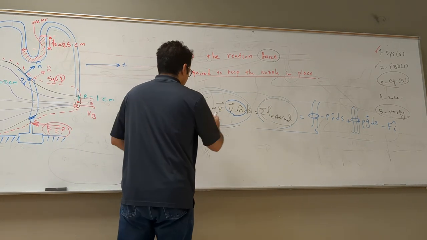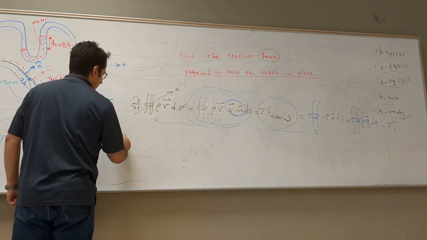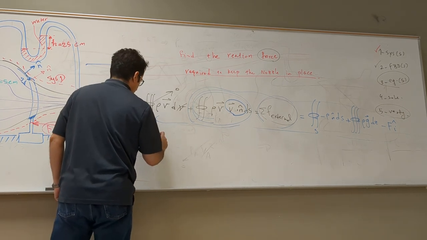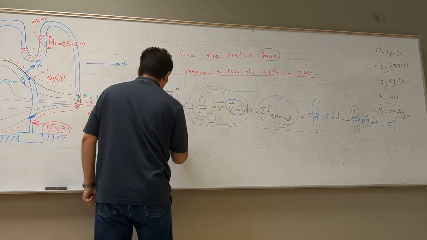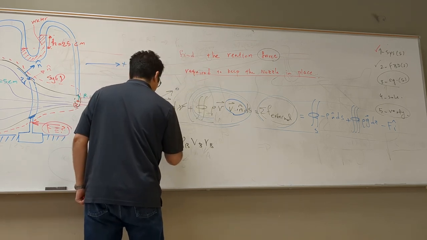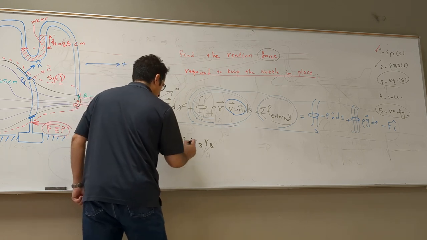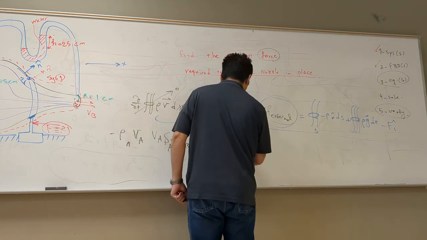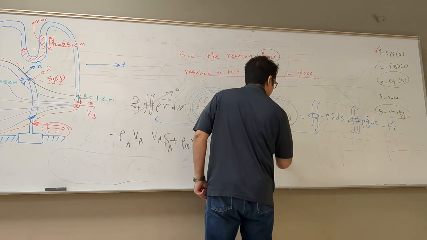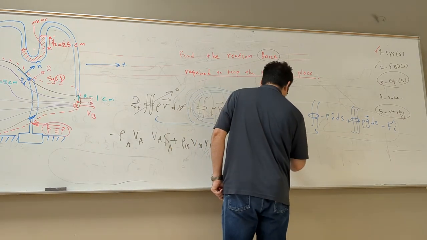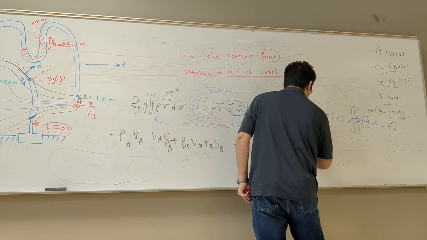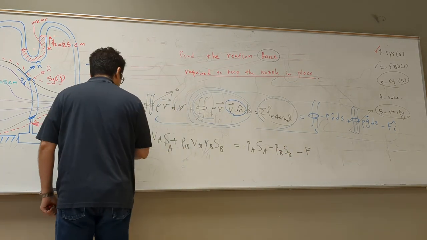But this is zero, so let me write the final result. So when you expand it over here, you get rho A V_A times A_A, and then you come here plus rho B V_B V_B times A_B. And then that's going to give you negative P_A A_A minus P_B A_B. This guy becomes zero, and then finally negative F. So this is the equation you get from momentum.